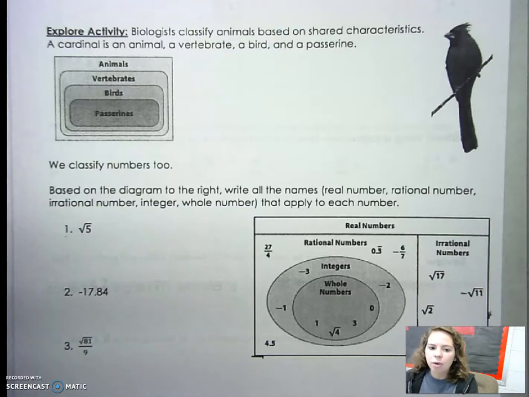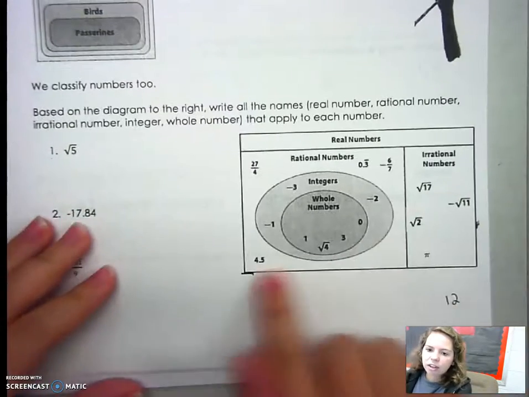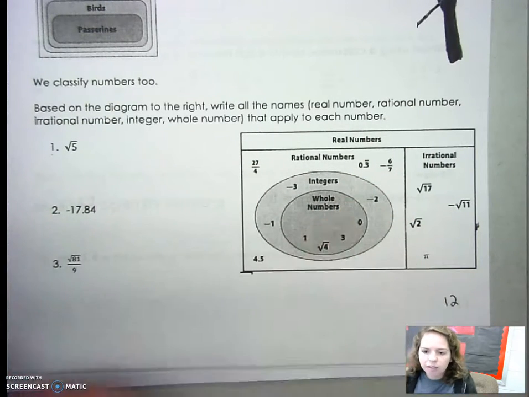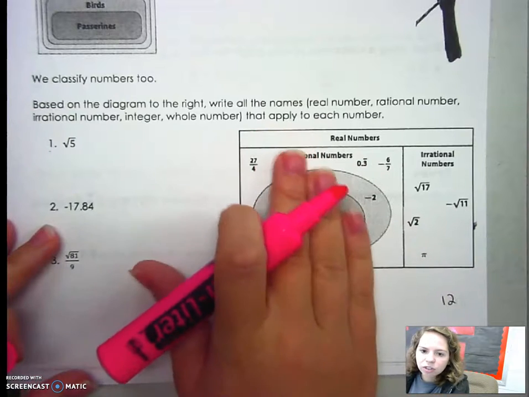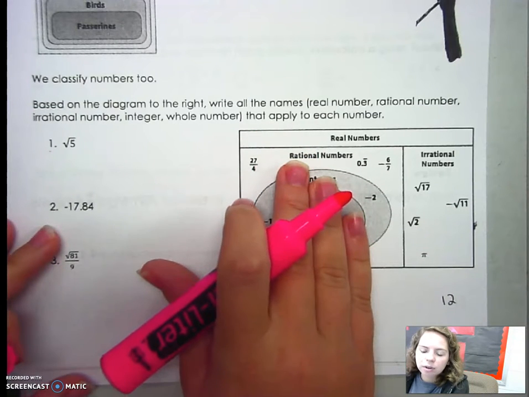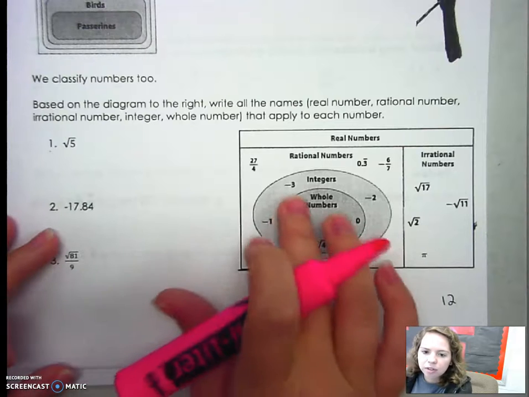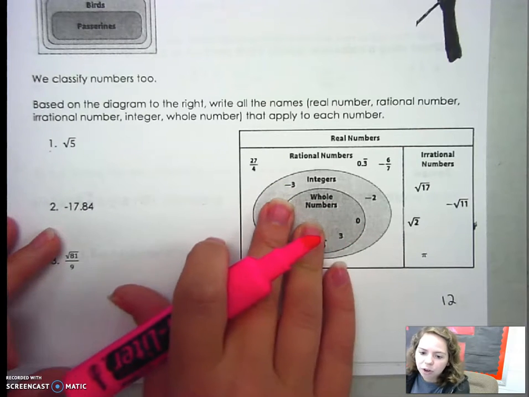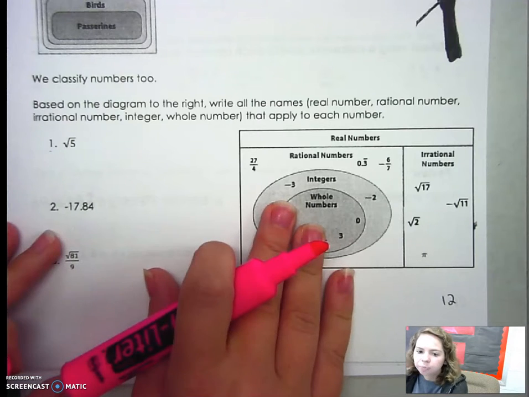So kind of like that, we also are classifying numbers. When I look at this picture, everything in here is considered to be a real number. So all of these are real numbers. But then specifically, we've split this into irrational numbers and rational numbers. And then you're going to notice that the rational numbers are split down even more into integers and whole numbers. The whole numbers and the integers are probably the ones that you guys are the most familiar with. You talk about them a lot in 6th and 7th grade.